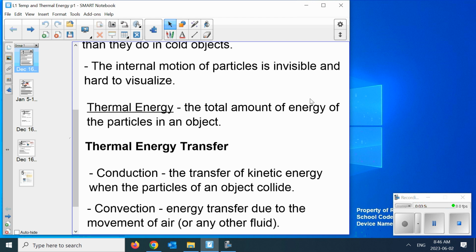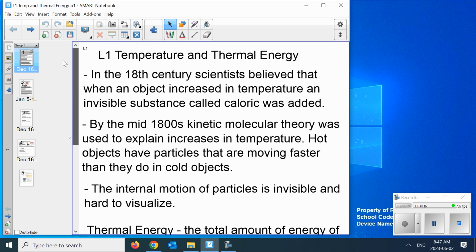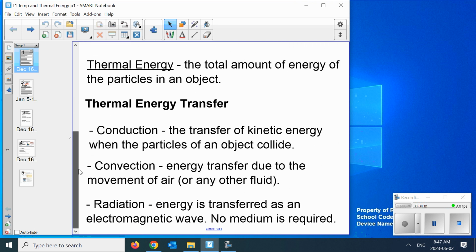Thermal energy is the total amount of energy of the particles in an object. Now, we're going to talk about energy and temperature. They're related, but they are different things. Thermal energy transfer. You might be familiar with this from grade 10 science, so I'm just doing a quick overview. There are three ways that heat energy, thermal energy, is transferred. Conduction is a transfer of energy when the particles of an object collide.